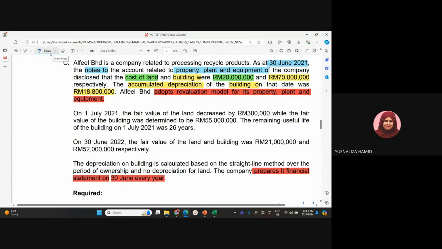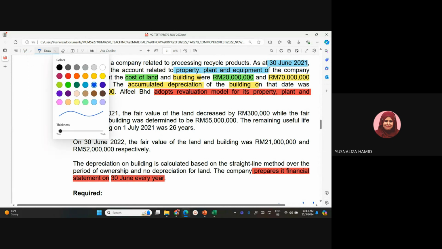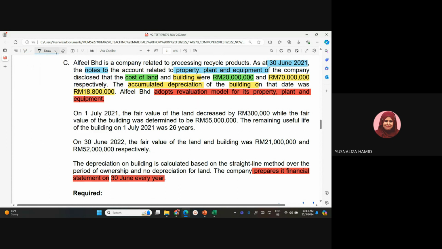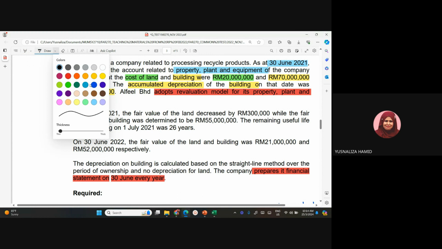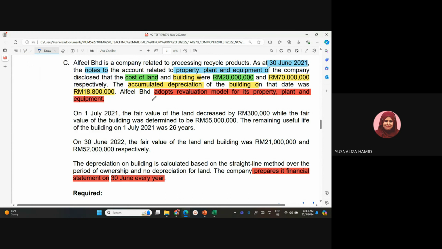I will use blue for land, and I will use a different color for building. I will start with land first, as the information here is similar. So you have the information here, 1st July 2021, which is actually the beginning of the year. On 1st July 2021, the fair value of the land decreased by 300,000. The decrease here means this is the deficit.